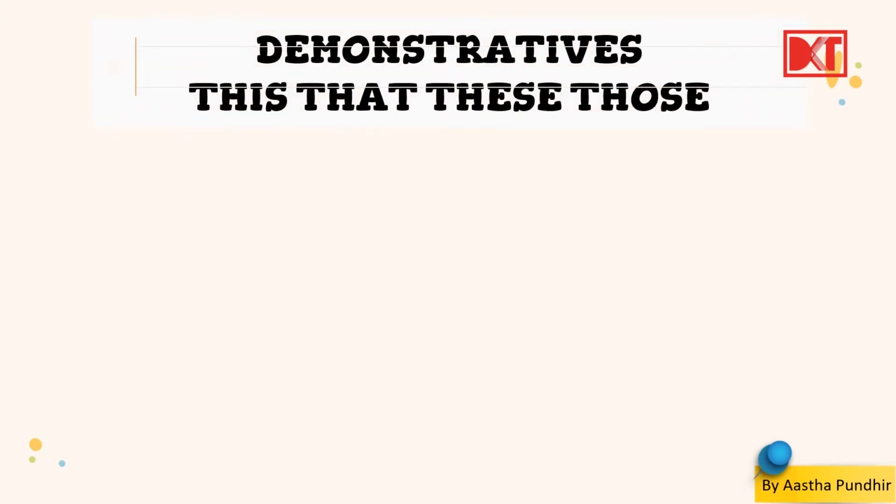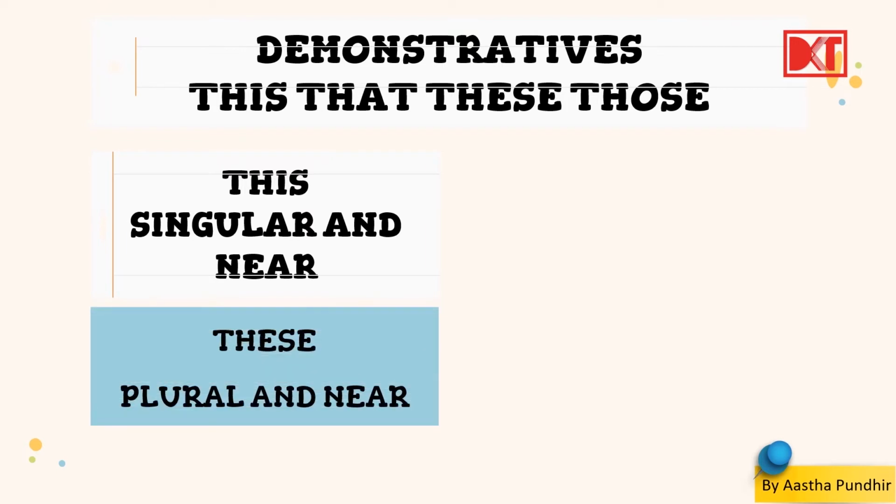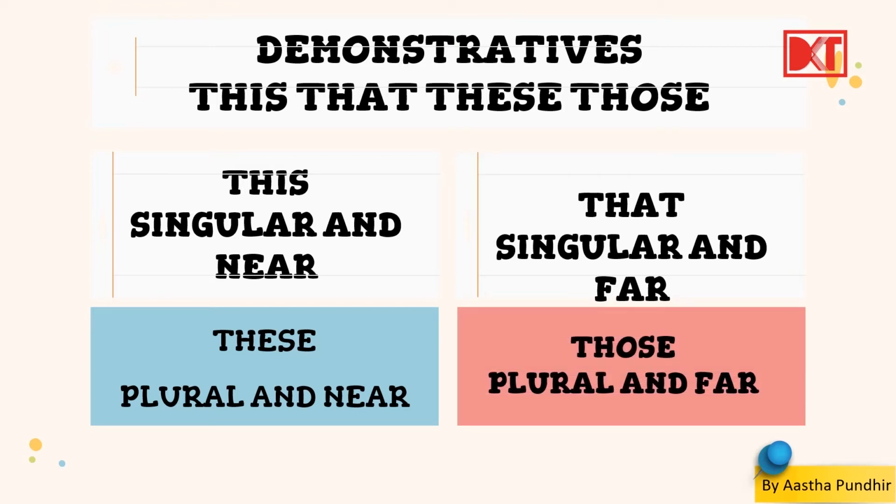All right, next up we have demonstratives. Pretty sure you know what demonstratives are. These are the ones which point to specific things. Like this is used for singular and near. These is used for plural and near. That is used for something that is singular and far, and those for something plural and far.